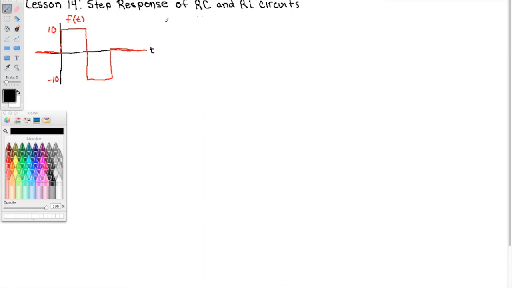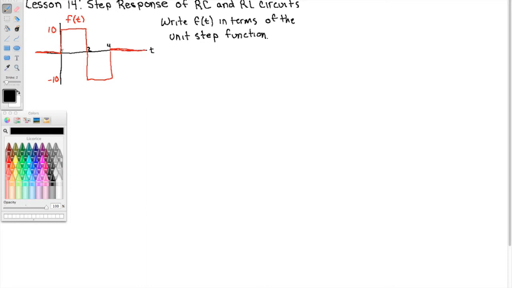And the directions are, again, write f of t in terms of the unit step function. All right. Let's give the time axis some labels here. Let's make this 2 and 4.